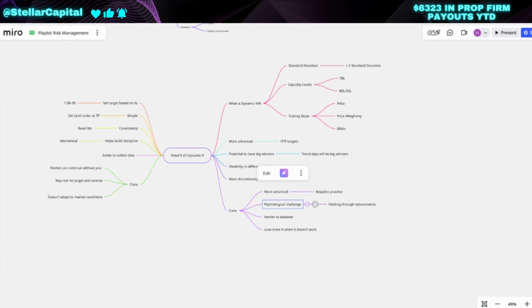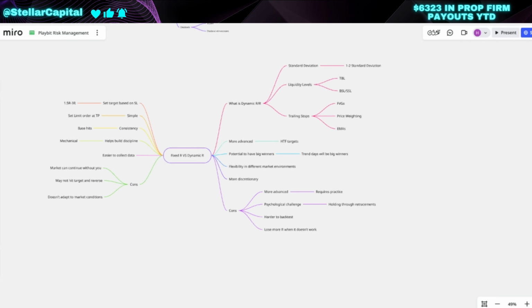You're going to have to hold through retracements, and those retracements, even in bear markets, are going to be 50 to 60 to 100 points. In bull markets, those retracements could be anywhere from 20 to 30 to 40 points. And bull markets always have smaller retracements.